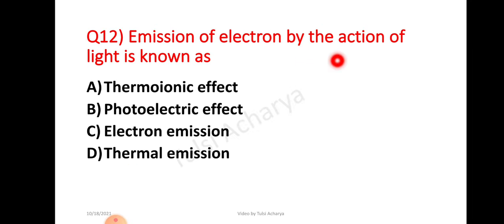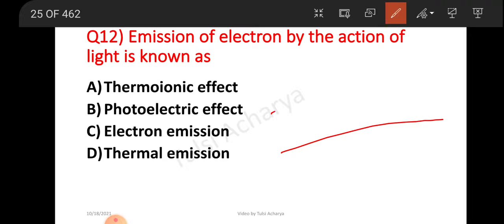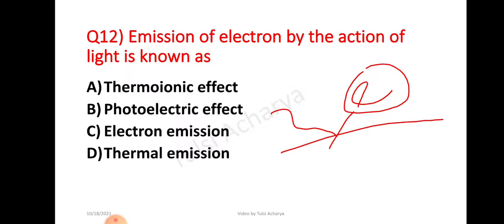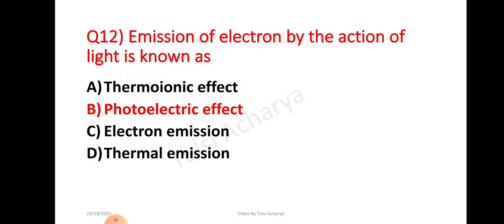Emission of electrons by the action of light is known as. If electrons are emitted by striking light on it, such a phenomenon is called the photoelectric effect. That is option choice B, photoelectric effect. Now let's move to question number 13.